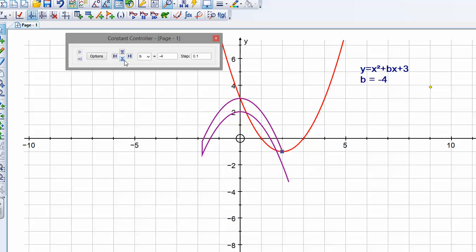So my question is, what's the equation of the path that this vertex makes when we've got y equals x squared plus bx plus 1, when y equals x squared plus bx plus 2, and y equals x squared plus bx plus 3, and then finally, what's the general equation of the path when y equals x squared plus bx plus c?